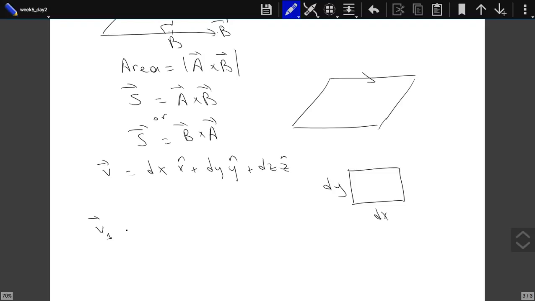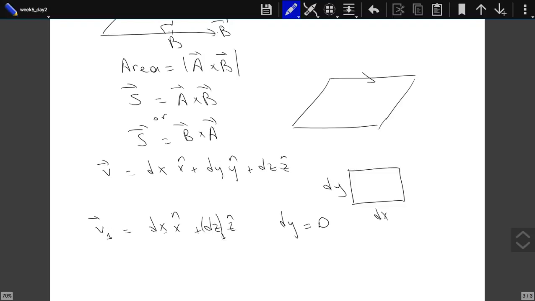V1 is equal to dx in the x hat plus dz in the z hat. Let me call this dz1. Why do I say dz1? Because when I'm evaluating this dz, I am assuming dy is equal to 0. So I should calculate the change in the height as I change the x-coordinate by this much, keeping the y-coordinate constant.